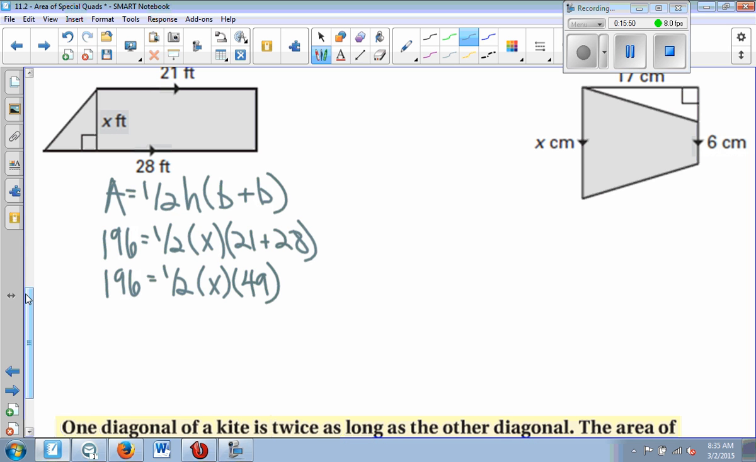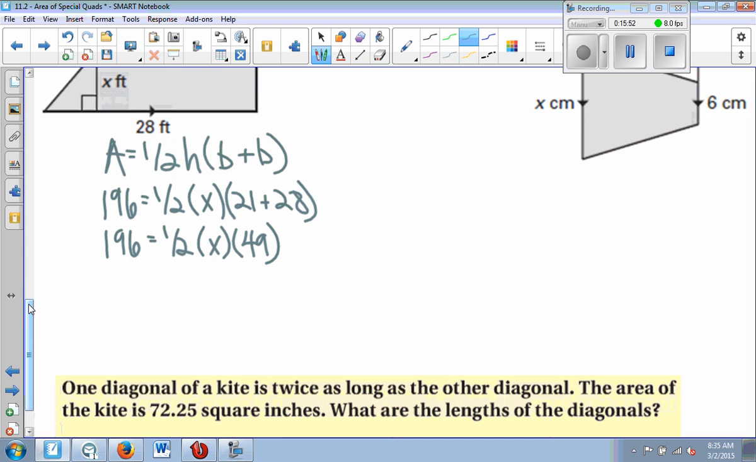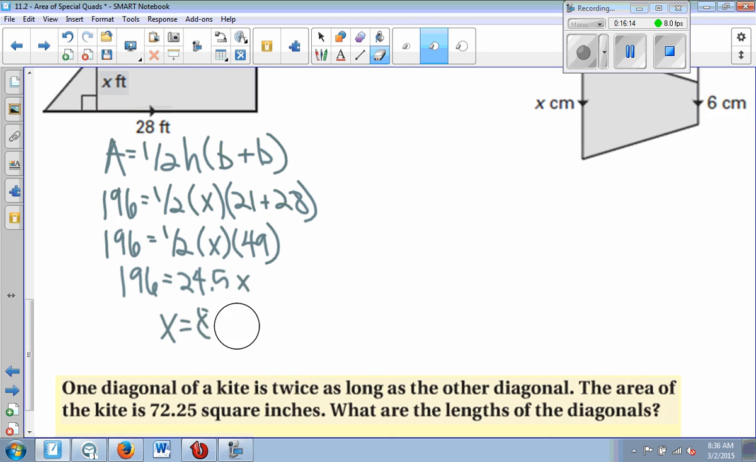And then I'm going to multiply the 1/2 and the 49. Half of 49 would give me 24.5. So in order to solve for x, all we have to do is divide. We get a value of 8. Oops, and this is not in inches, it's in feet. Correct that.